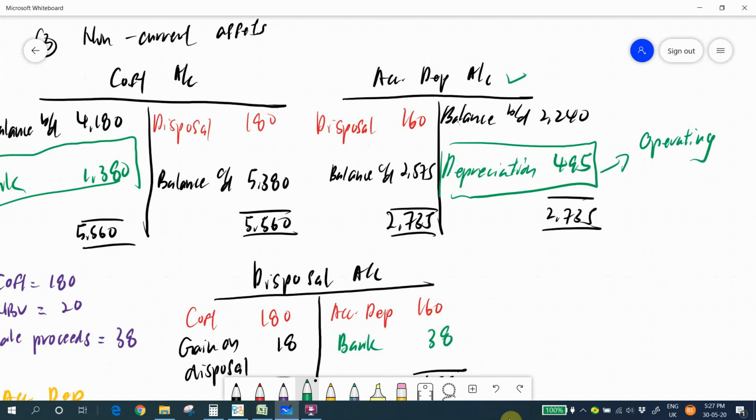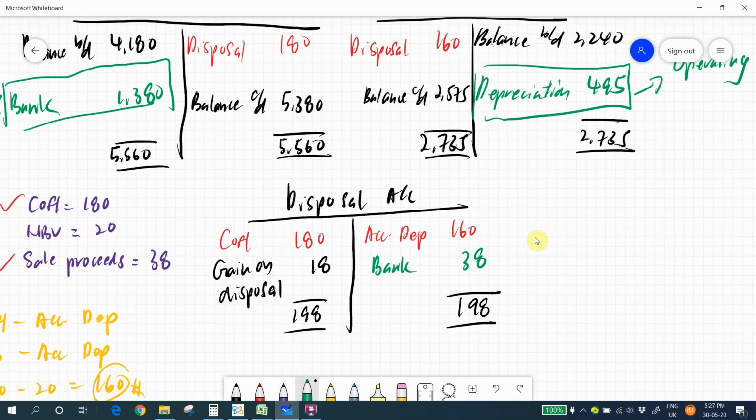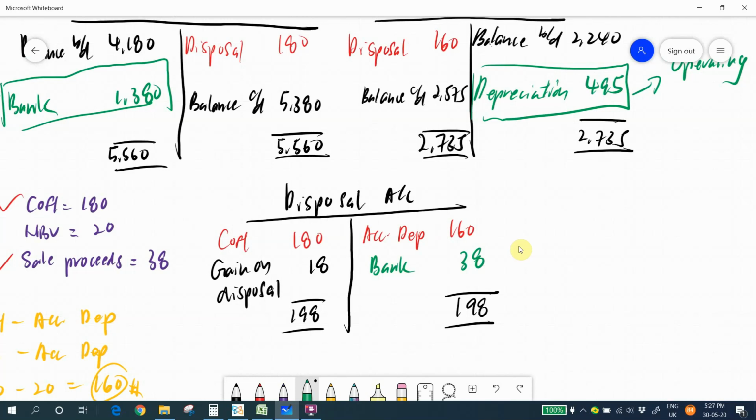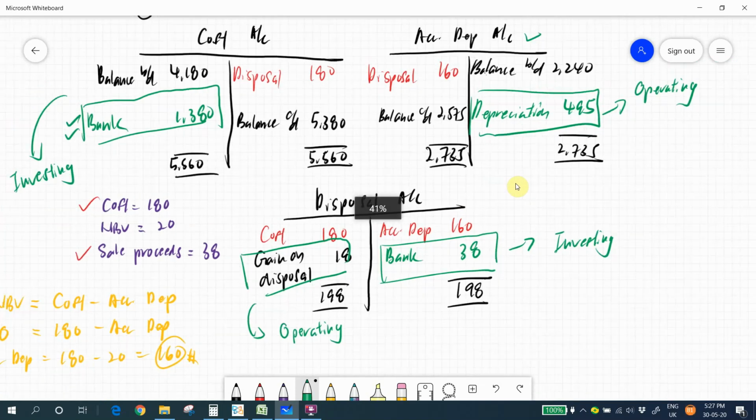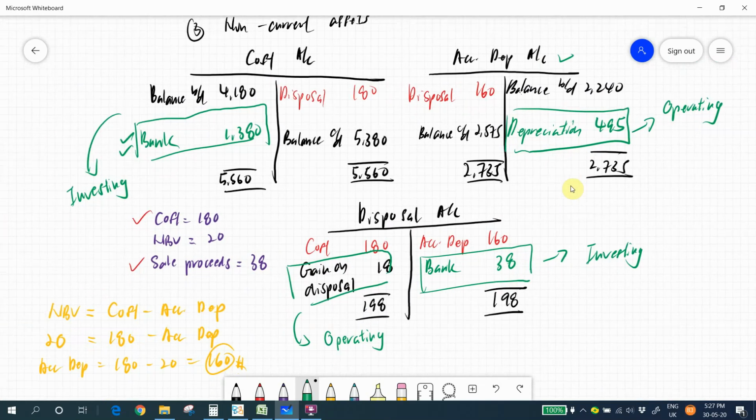Next, we have a look at our disposal account. In this disposal account, we have the gain on disposal. This amount we have to show under our operating activity as what? As a non-cash transaction. And for your disposal account, the receipt from the disposal of the asset, 38,000, this has to show in your investing activity as a collection. So basically we have completed the explanation of the third additional information.